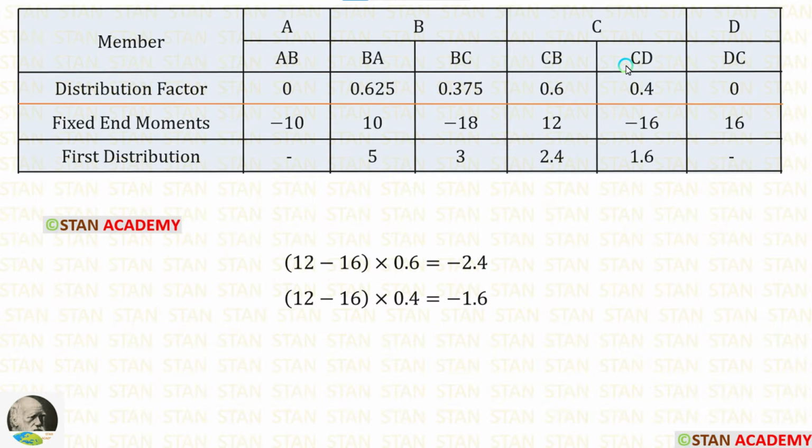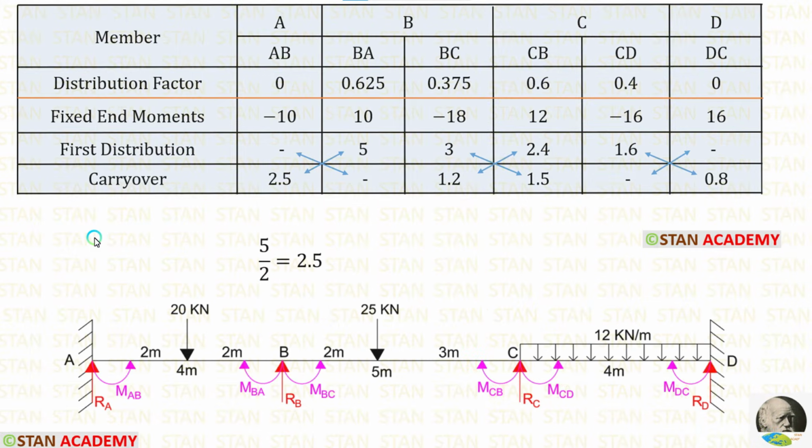Now, let us do the distribution for CD. For that, we have to add these two values, then multiply with the distribution factor at CD. When we do that, here also we are getting a negative value, so we are entering inside the table as positive. Now let us make the carryover.